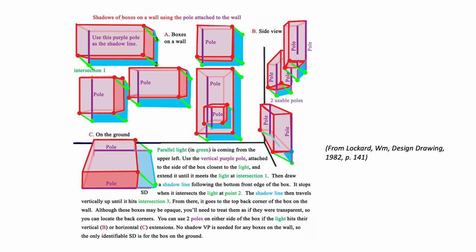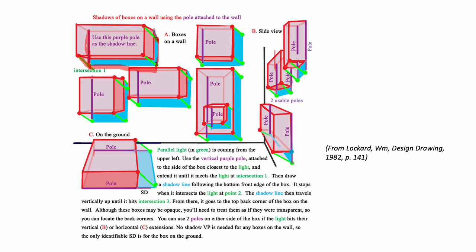One approach to shadows on the wall is to find poles that are close to the light and extend them down. And when they intersect the light, that would be the beginning of the shadow. The shadow follows the box until the next intersection, then up until the third intersection, and then it goes to the corner of the box.